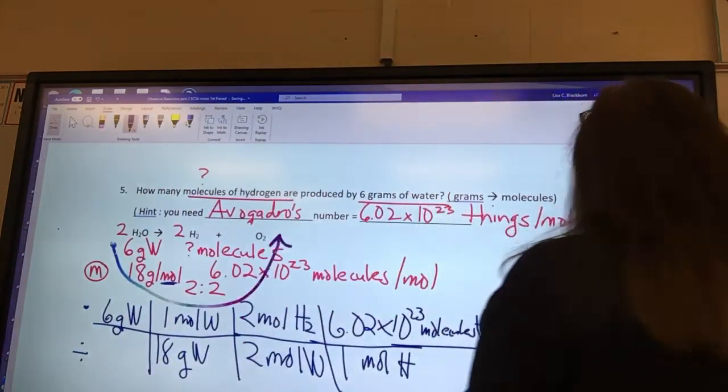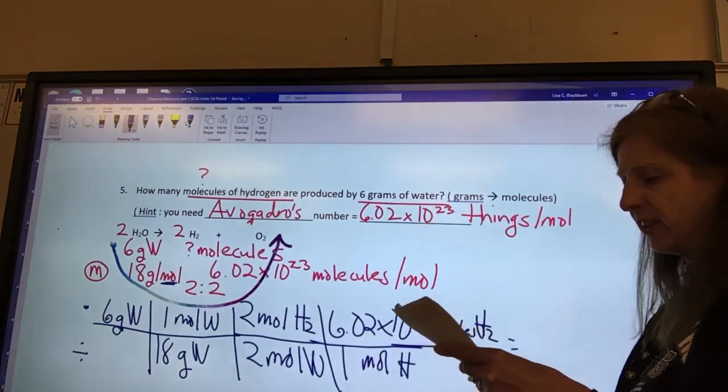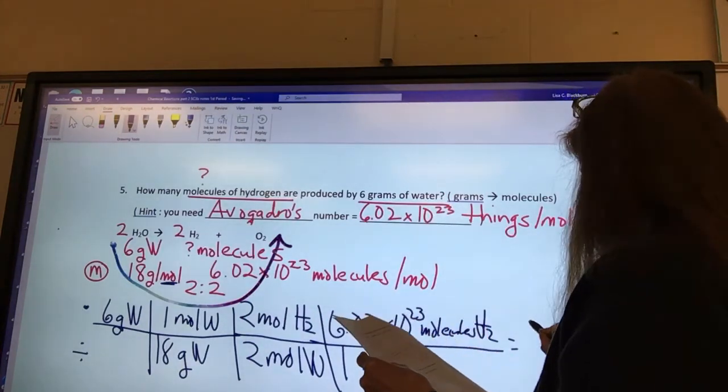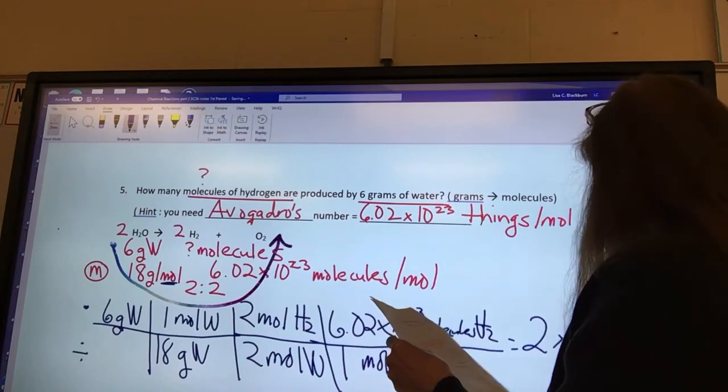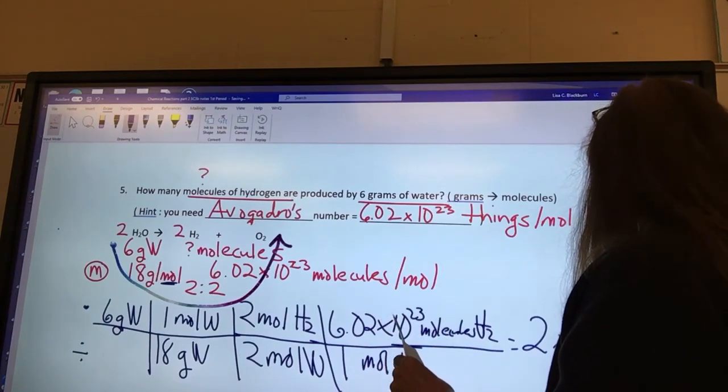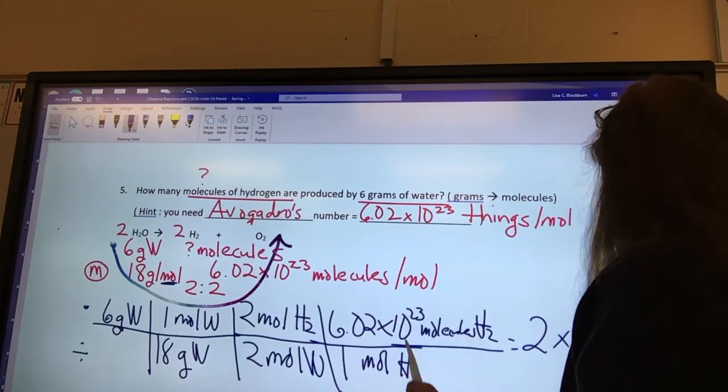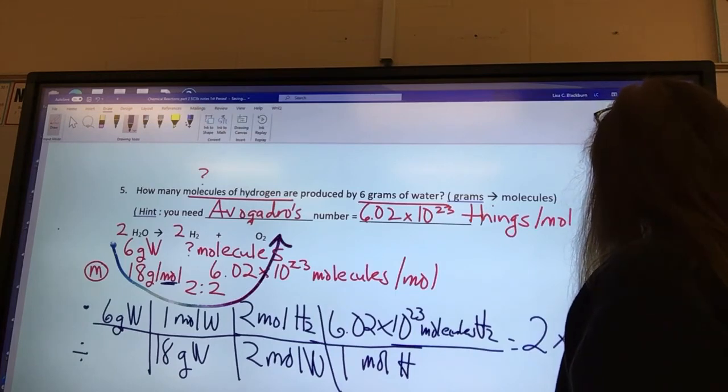See if you can get the right answer. You can try it on your calculator. It should be 2 times 10 to the 23rd molecules hydrogen. Put a box around it.